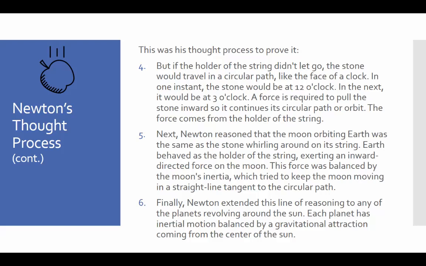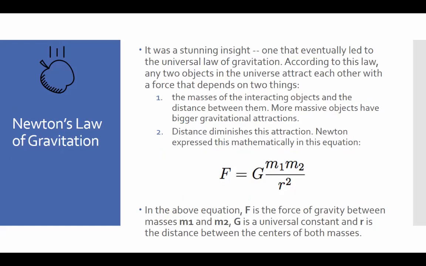So then Newton reasoned that the moon orbiting the Earth was the same as the stone whirling about on its string. The Earth behaved as the holder of the string, exerting that inward directed force on the moon. The force was balanced by the moon's inertia, which tried to keep it moving forward in a straight line tangential to the circular path. So finally, Newton extended his line of reasoning to any of the planets revolving around the sun. Each planet has inertial motion balanced by gravitational attraction coming from the center of the sun. It was this stunning insight that led him to develop his universal law of gravitation.